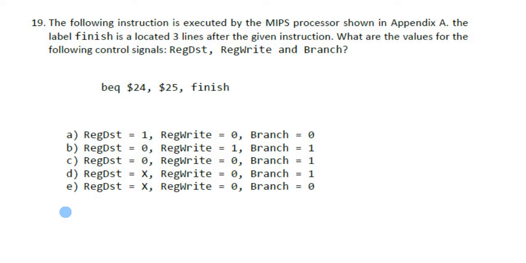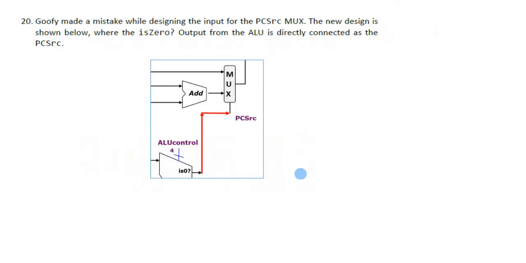Question 19 is quite straightforward. It's just basically looking at the BEQ instruction and the control signals that you need. If you're looking back at your notes, you know that a BEQ instruction is a register destination of X, register write of 0, and branch of 1. So that is quite straightforward. Question 20, we are looking at the branch. Rightfully, the branch has an AND gate, so you are supposed to have a branch control signal AND the is0, and then you have a PC source here. But now you have made a mistake and PC source is directly tied to is0.